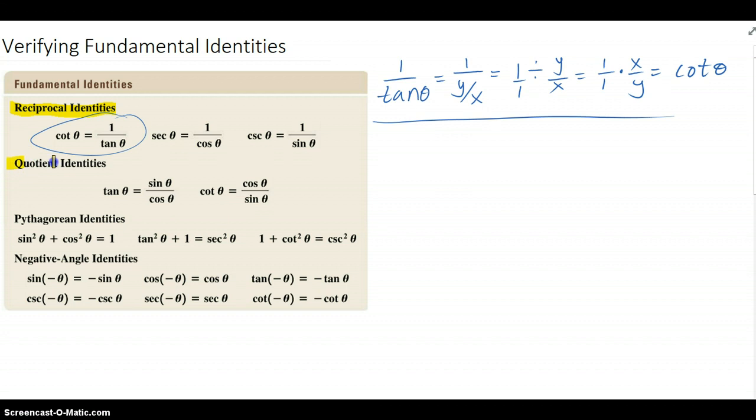Then next are the quotient identities. We know that tangent is sine over cosine. Then cotangent, which makes sense since it's the reciprocal, is the opposite, cosine over sine. Again, you need to get these memorized as well.